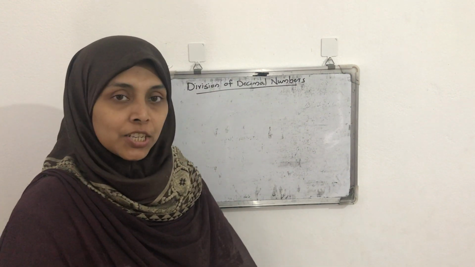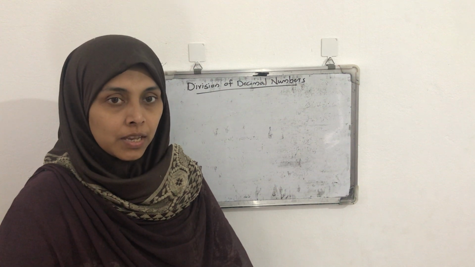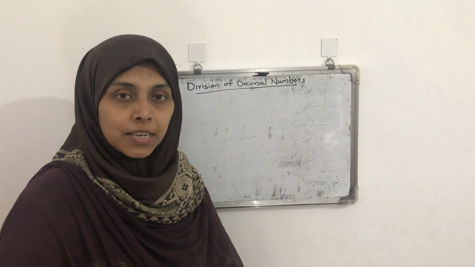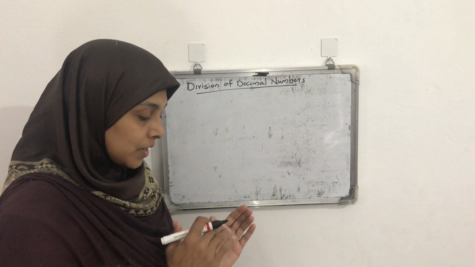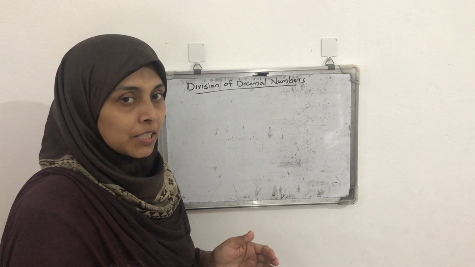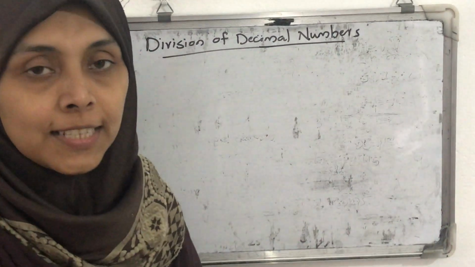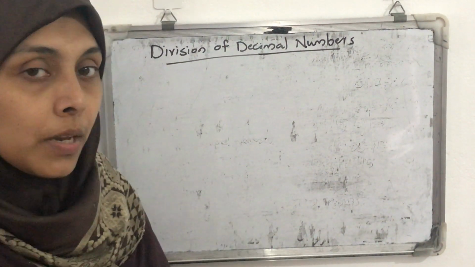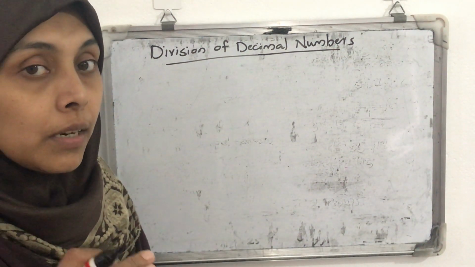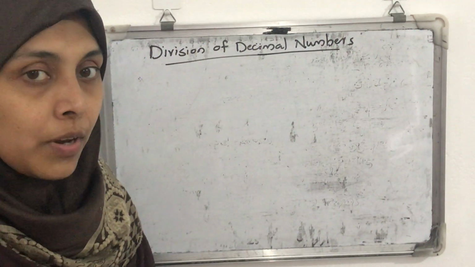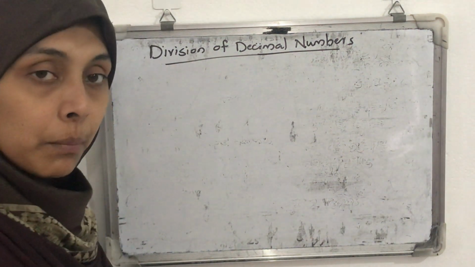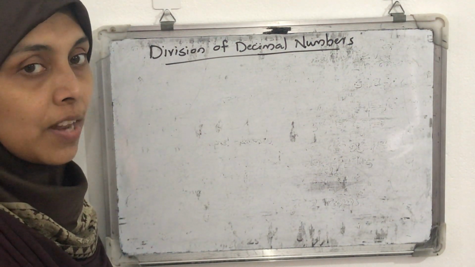Next part, division of decimal numbers. Okay, just like multiplication of decimal numbers, it is also very easy. This is just the reverse of multiplication that will come in the case of division. So first we can discuss how we can divide a decimal number by 10, 100 or 1000, okay, with the powers of 10. When we divide any decimal number by the powers of 10, what will happen?